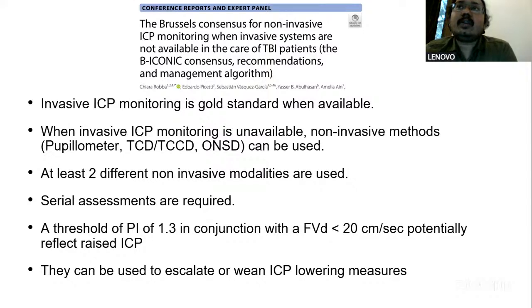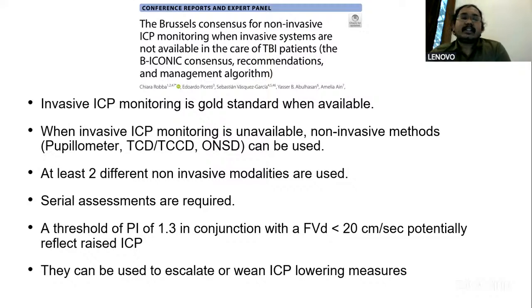So even though many of the centers do not have a pupillometer, we can use TCD as well as ONSD. We can combine these two non-invasive modalities and we can monitor ICP through it. And for them, serial assessments are required. And when it comes to TCD, a combination of pulsatility index of more than 1.3 with diastolic velocities of less than 20 centimeters per second can potentially say that, okay, this patient might be having a raised ICP.